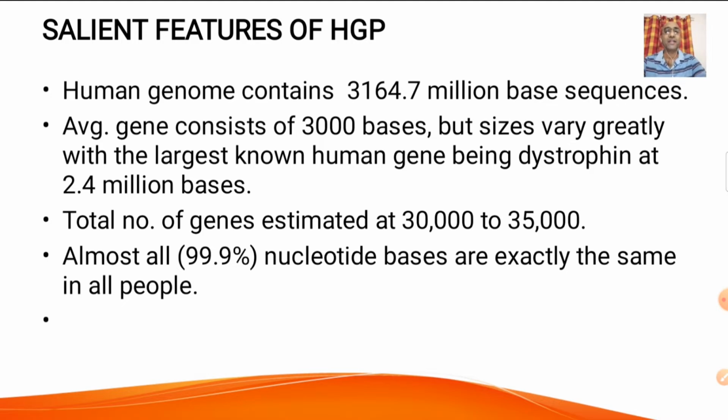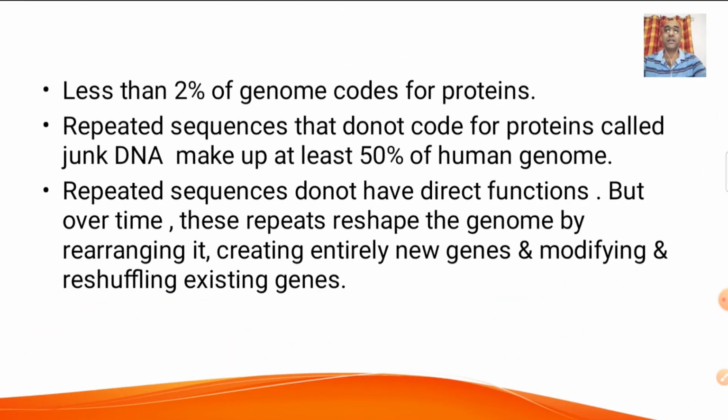Around 99.9% of nucleotide bases are exactly the same in all people. So it was found in the Human Genome Project that almost all, meaning 99.9%, of nucleotide bases are exactly the same in all people. It was also found that less than 2% of the genome codes for proteins. Out of the total genome, only less than 2% codes for proteins.